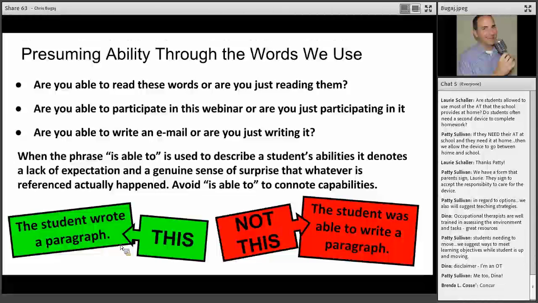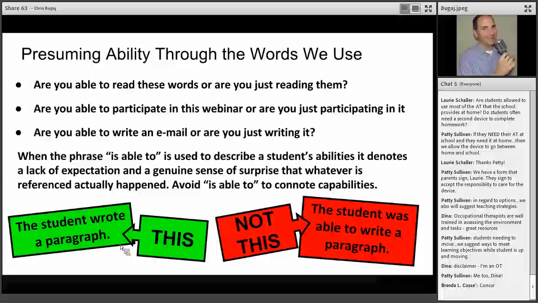And then I have, this is a particular pet peeve of mine, is to get away from the term "is able to," right? So often when you're reading a present level of performance or an IEP or any sort of report, you'll see the student is able to write. The student is able to use his communication device. The student is able to, instead of just saying the student used his communication device, the student wrote, the student, whatever the act is, right?